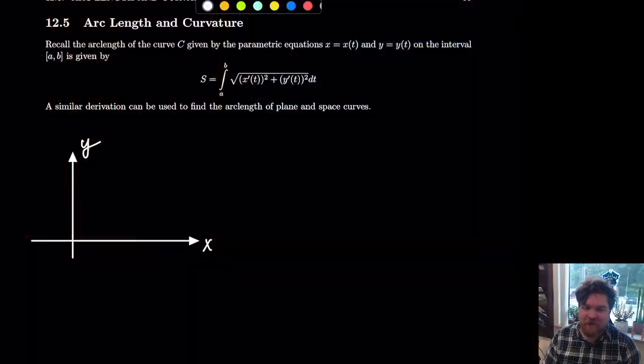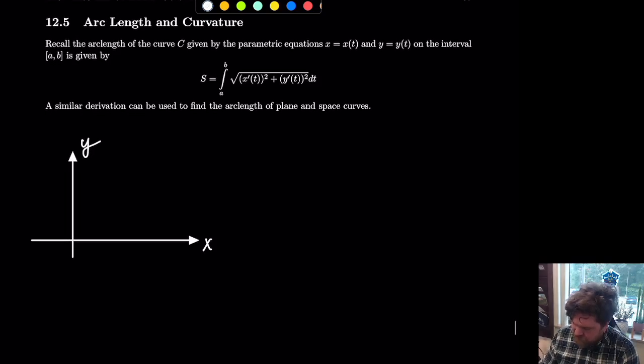Hello, welcome. We're going to pick back up right where we left off yesterday. We were getting into 12.5, which was arc length and curvature. So let's jot down where we left off yesterday.